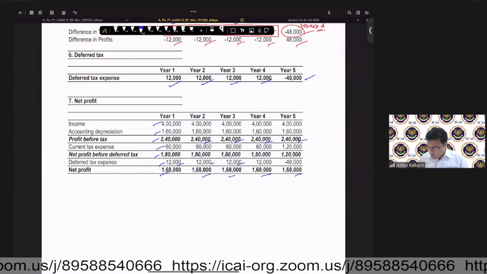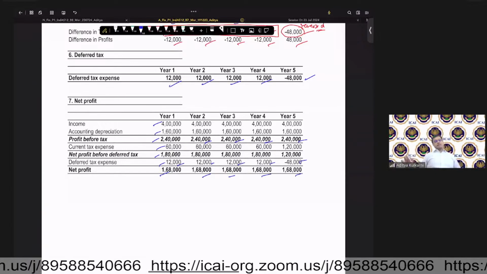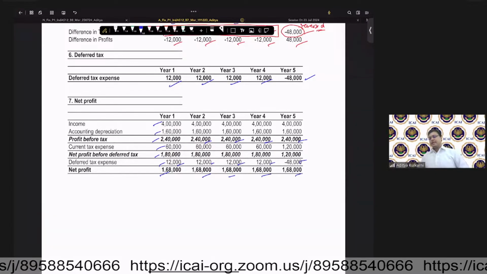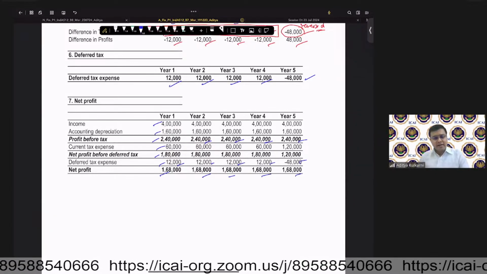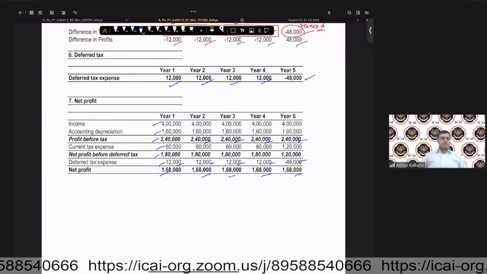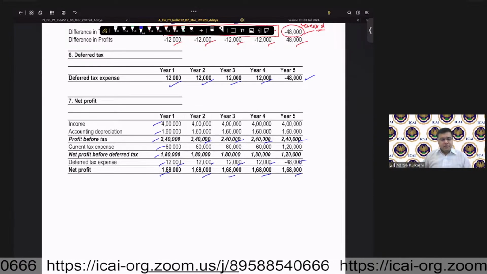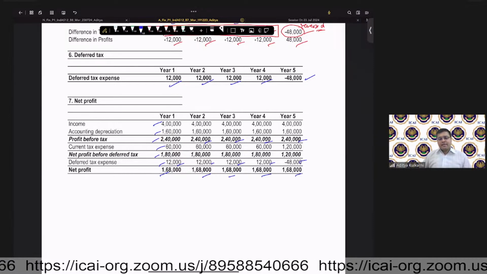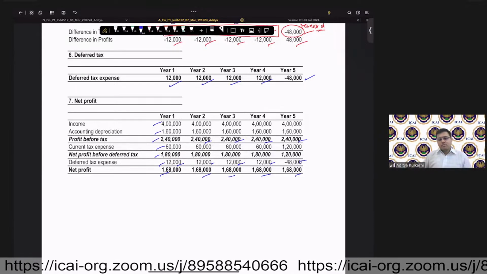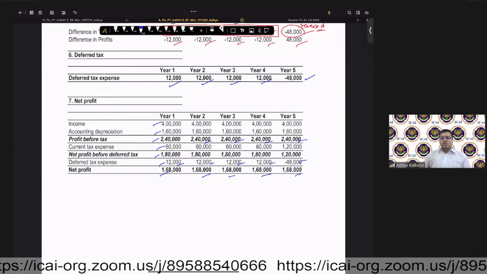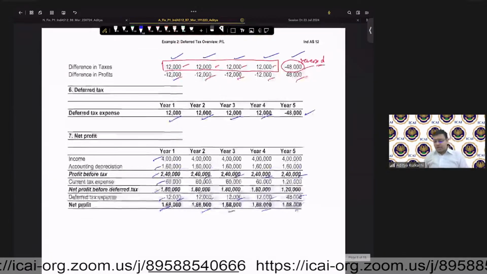In deferred tax we are taking the impact. Are we clear with this? Do I have any doubt so far? Did you understand? No doubts. Okay.